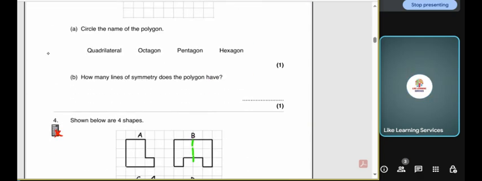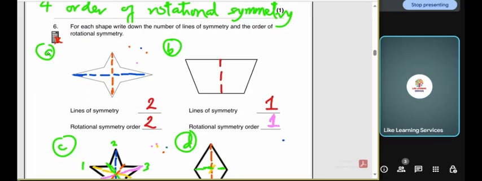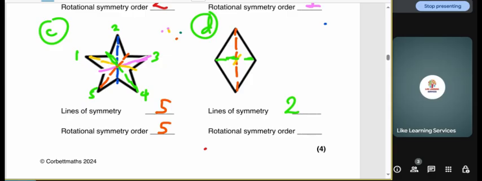For this trapezium, only 1 line of symmetry. The order of rotational symmetry. 4. Are you sure? So it has 2 orders of rotational symmetry.